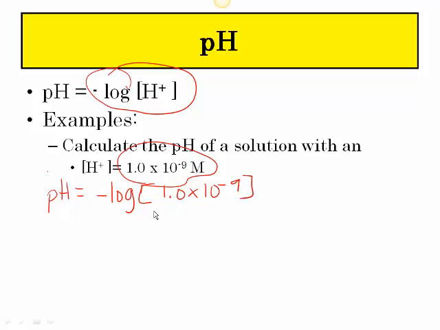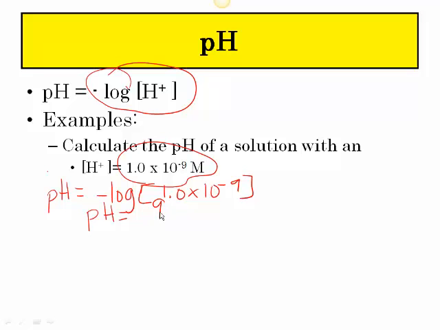So that means in your calculator, and of course everybody's calculator is going to be different, so it depends on what calculator you have. Mine, I would plug in negative log 1 times 10 to the negative 9th. And then no matter what calculator you have, you should result in a pH of 9. And so that's your answer. pH equals 9.